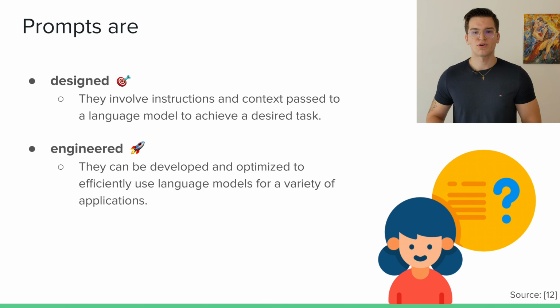Beyond basic design, prompts are also engineered, meaning they are carefully optimized to improve the model's performance on a given task. Prompt engineering can involve using domain-specific language, providing examples, or including key instructions that help guide the model to generate better responses. So while prompt design is about clarity and specificity, prompt engineering is about refining and optimizing the prompt to get the most accurate or efficient output possible.